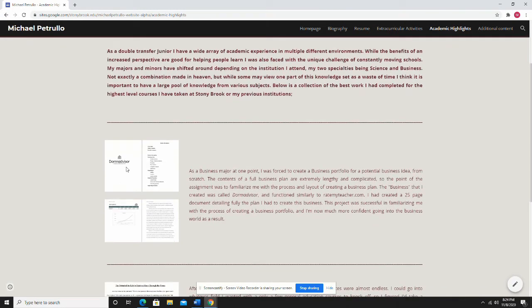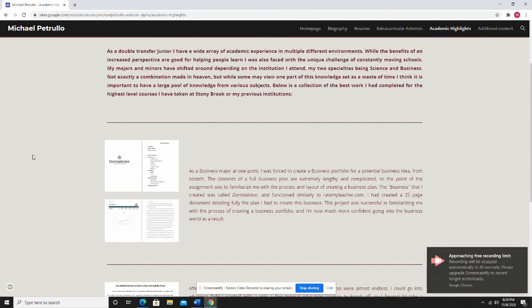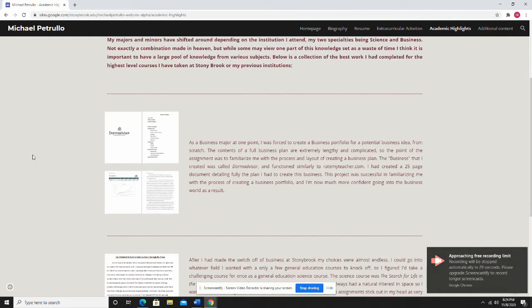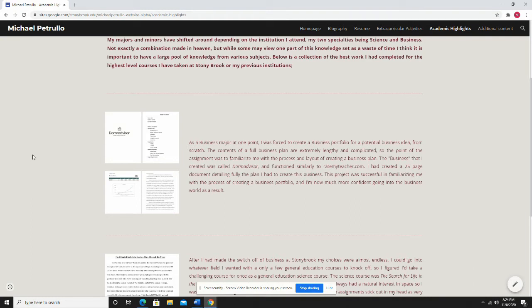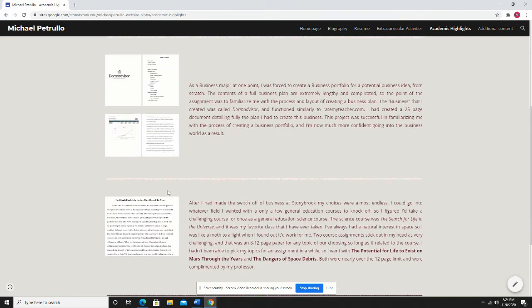I was a business major at one point, and as a business major, I had to create a business portfolio. It's an extremely long document going into detail about basically creating a business from start to finish, every single step, from the break-even graph all the way to the financial summary at the end. It was 25 pages long, and it was actually very, very useful. I got a lot of tools out of it.